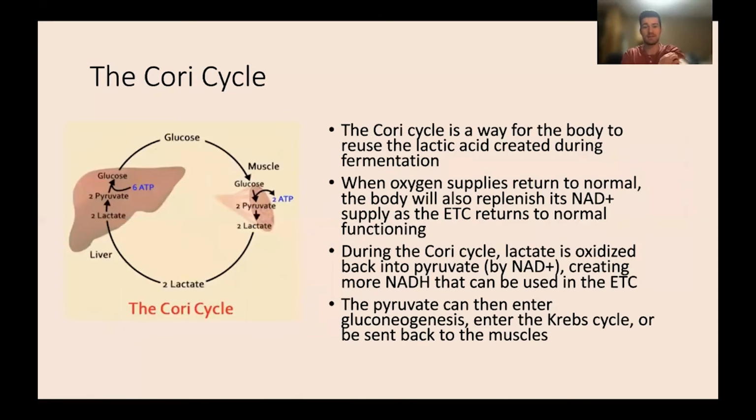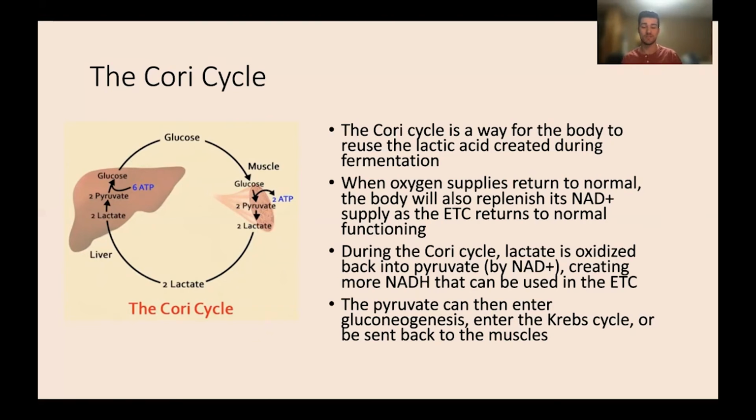However, with the buildup of lactic acid, our body has figured out a clever way to recycle it and create energy from that lactic acid, and that's what we refer to as the Cori cycle. The Cori cycle is a way for the body to reuse the lactic acid created during fermentation. When oxygen supplies return to normal and we finally have oxygen back in the blood and supplied to our muscles, the body is also going to start replenishing its NAD+, right? As we have those NADH, those reducing agents, we finally have oxygen for those electrons to be given to. So we're finally turning all that NADH back into NAD+, and the ETC is going to return to normal functioning.